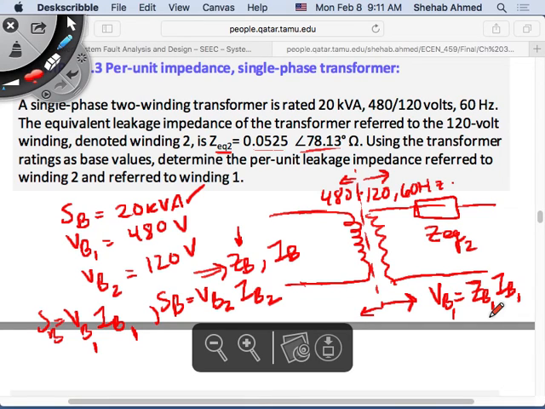You have to find them all, or can you find only one base? You will have to do whatever is required by the problem. In this case, I think you will have to. So here what they're asking us to do is what? They're giving us an impedance here, Z equivalent 2. They're telling us, okay, using a transformer, determine the per unit leakage impedance referred to winding 2 and referred to winding 1. So this is the impedance referred to winding 2. They want it in per unit value referred to winding 2, kept on winding 2. So what are you going to do?